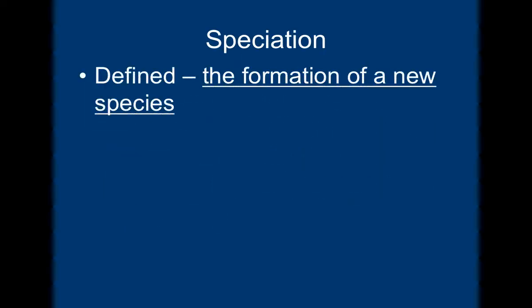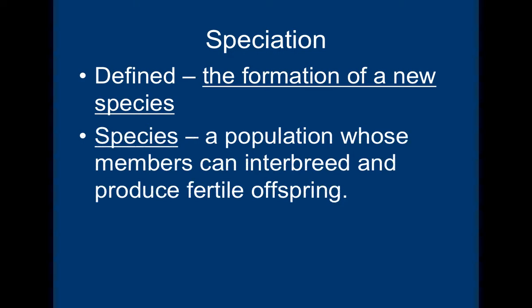All right, so speciation is defined as the formation of a new species. And a species, with our kind of clunky definition here, is a population whose members can interbreed and produce fertile offspring. This one is kind of difficult to use for all organisms, but for right now, that's the one we're going to use.